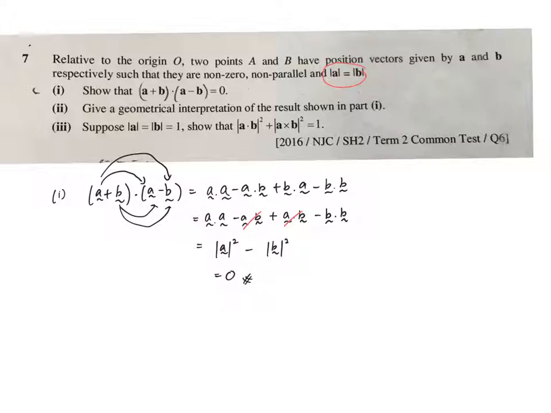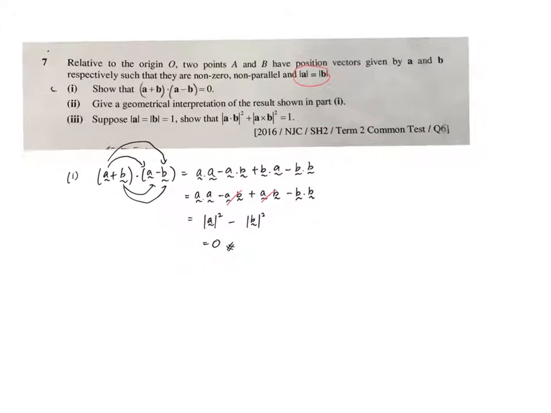Okay. So next part, you have to give the geometrical interpretation of the result shown in part 1. Okay, so what do we do? If you want to show based on the results in part 1, you know that A plus B is basically a vector that is perpendicular to A minus B. Okay, so when we talk about geometric interpretation, let's try to think whether it's possible that the two of them form any shape.